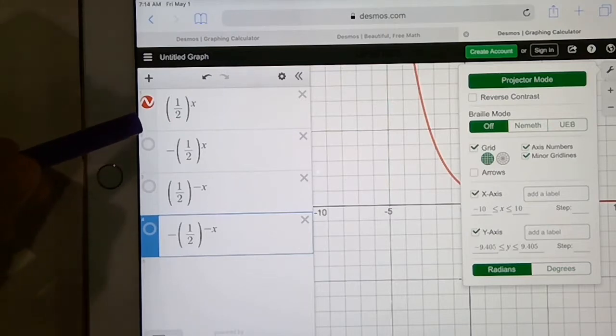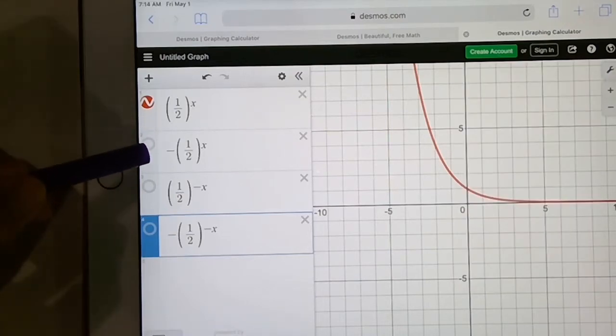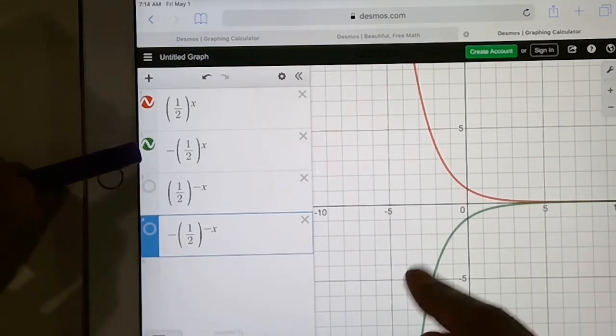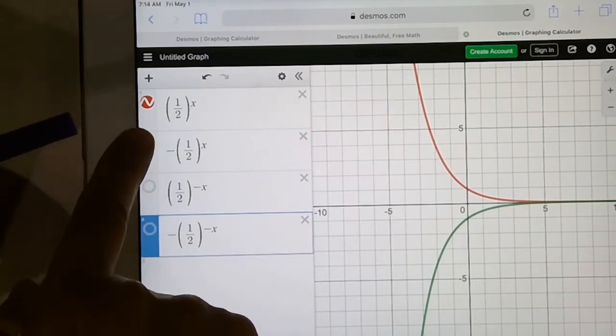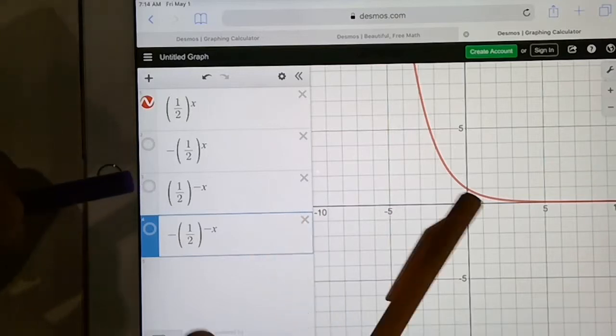All right, so here's your exponential decay. What is the negative going to do to your graph? Okay, the negative here, same thing. It's going to make it open down. All right, so we have that. What is a negative x going to do to your graph? It's going to reflect it across the y-axis.